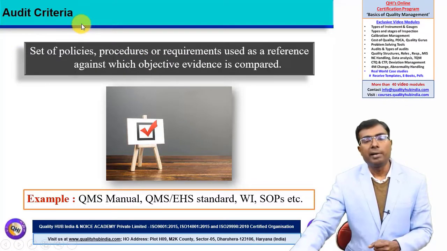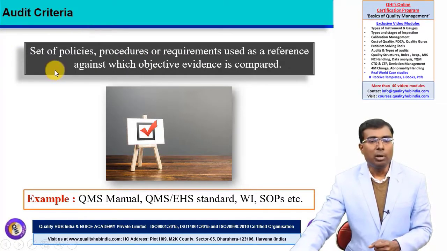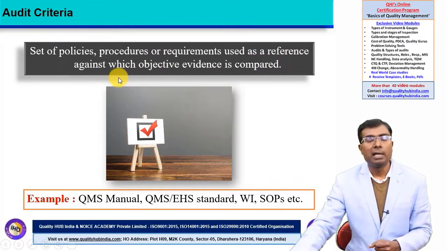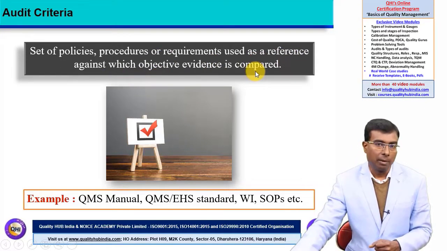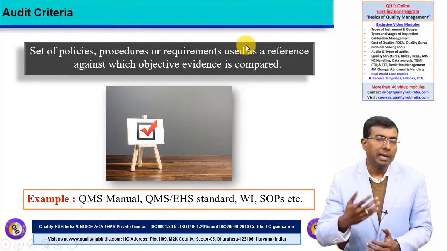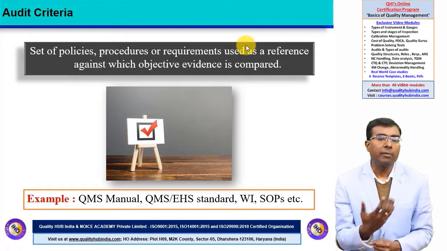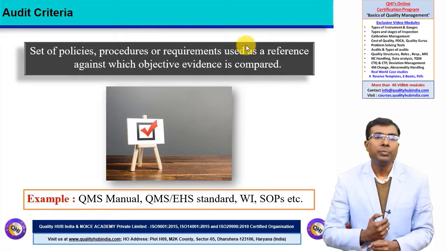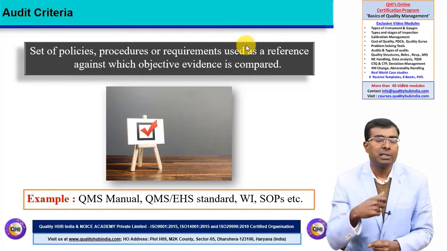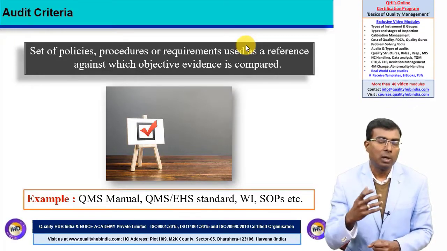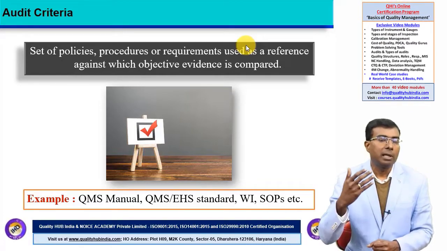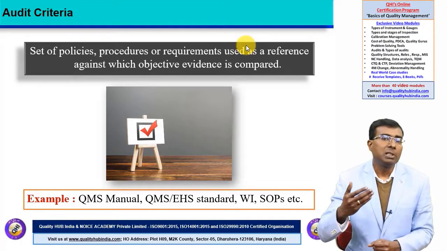And the definition of audit criteria would be a set of policies, procedures or requirements used as a reference against which objective evidence is compared. So criteria is basically those areas or elements which provide a reference during the audit. For example, you have gone to audit a particular department in a particular quality management system, let's say 9001 or 14001 or ISO 13485. Any system you have gone to conduct audits on, there would be some criteria.